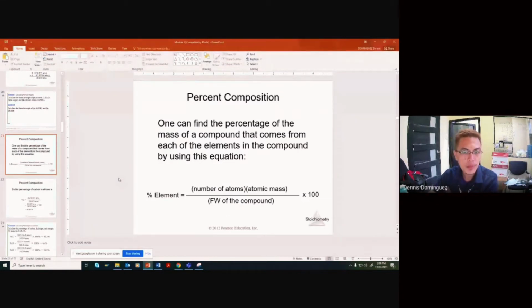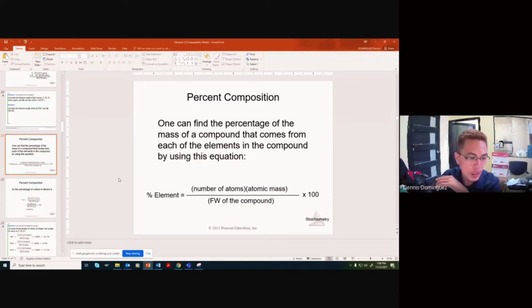Our last topic was about percent composition, but let's take a recap or review on this one. So percent composition, one can find the percentage of the mass of a compound that comes from each of the elements in the compound by using this equation. The percent element is the number of atoms times the atomic mass, over the formula weight of the compound, times 100.